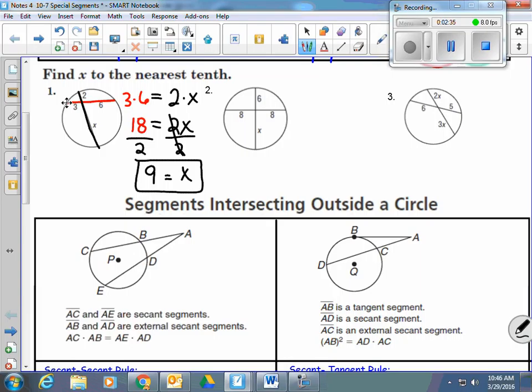That's it. How many of you have that on your paper? Good. Okay, how many of you are like, oh, that's easy? Okay, there's going to be some things that aren't easy, but that's the basics. So now I want you to try number 2 and number 3.